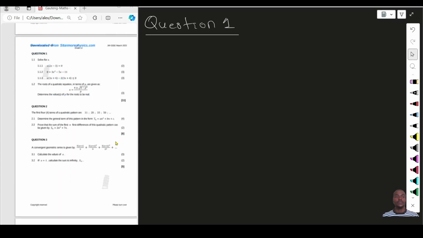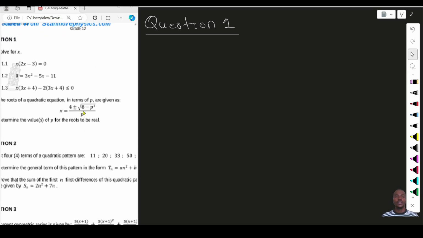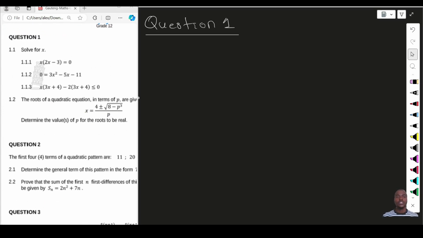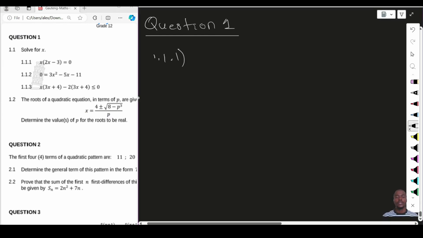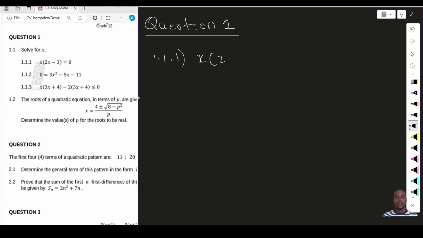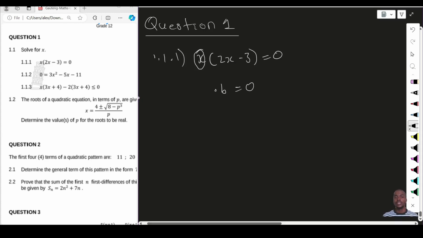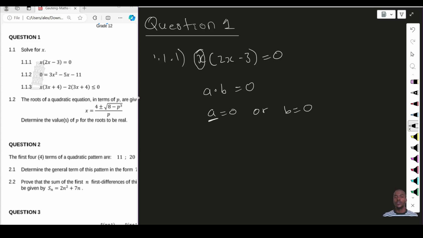Let's go straight to question 1. Question 1 is solve for x. So let's start with 1.1.1. It says x, open brackets, 2x minus 3, equals 0. Here the first thing to do is we have this x multiplied by this bracket. So what we must do here is apply the rule that says a multiplied by b equal to 0 can be written as a is equal to 0 or b is equal to 0. So we can let our a be this x, our b be this 2x minus 3. So let's apply that rule here.